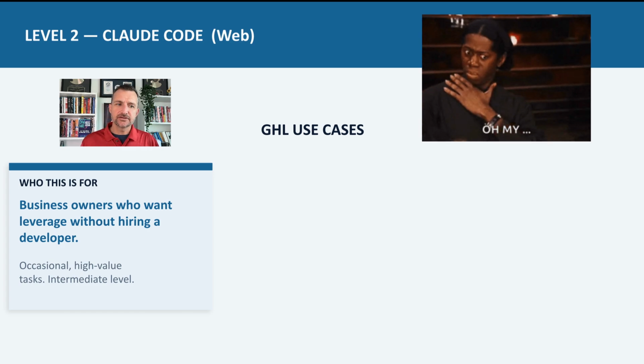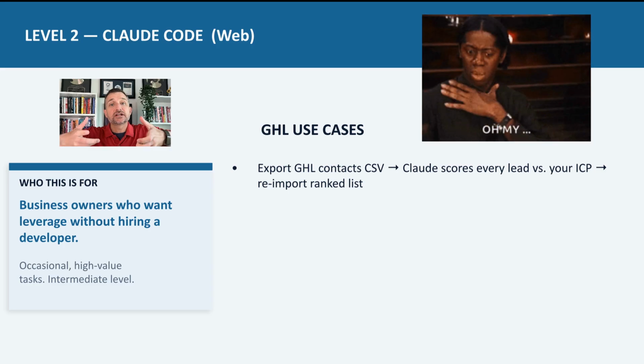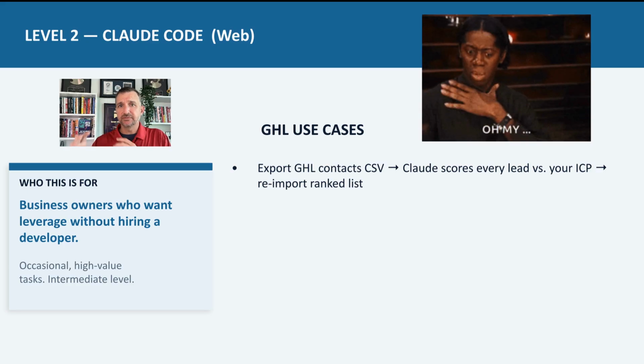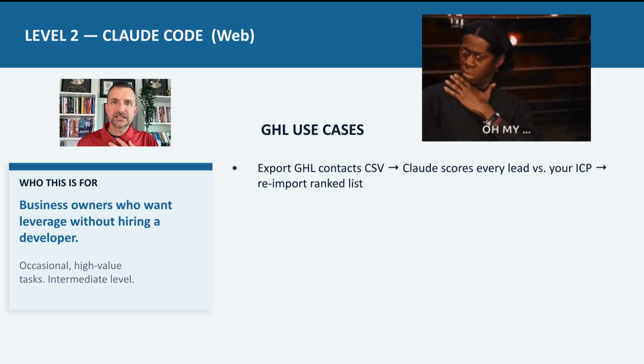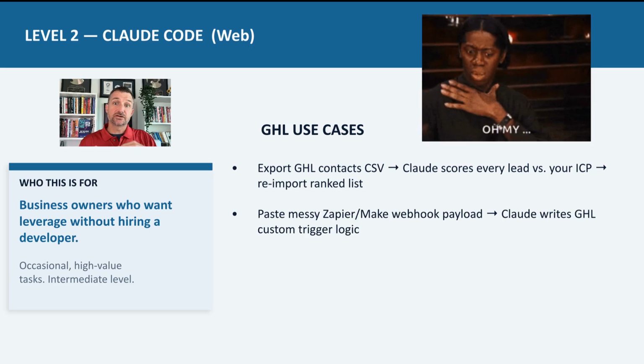So if that's you, here's a couple of use cases that might make some sense. Number 1, exporting contacts from GHL as a CSV. You can actually have Claude score those against your ICP, your ideal client profile, and then re-import the ranked list. So you now have a higher priority. Hey, these are A-list type people, these are B-list type people, and C-list type people to close more deals. This is going to get you more deal flow with better quality people. That's what everybody wants.